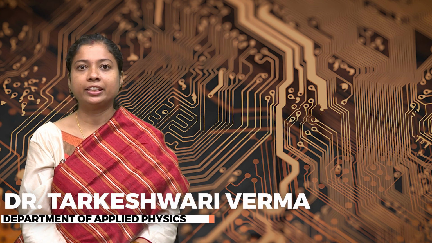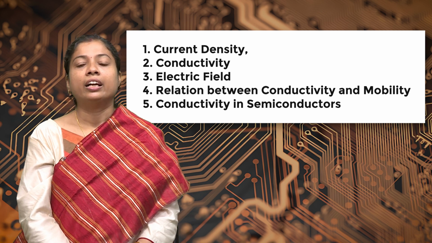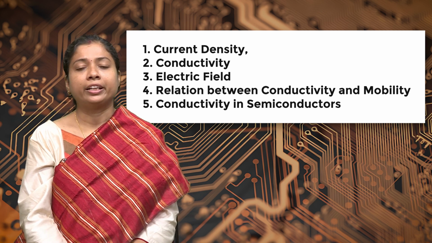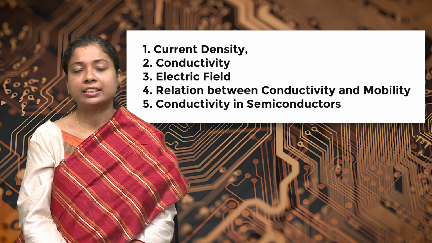Hello everyone. In the previous lecture we studied drift motion, drift current, drift velocity and mobility, and also saw how they work and how we use them in different kinds of applications. Today we discuss current density, electric field and mobility. Today we also discuss the relation between current density and conductivity.